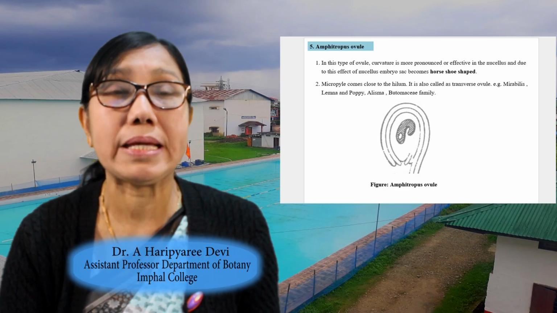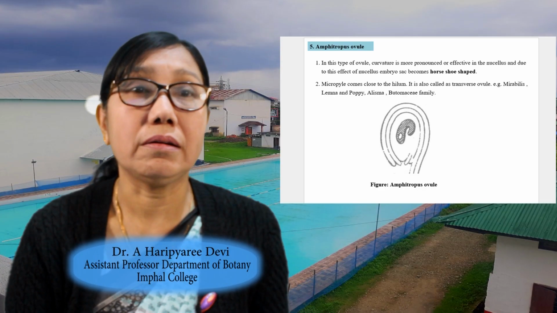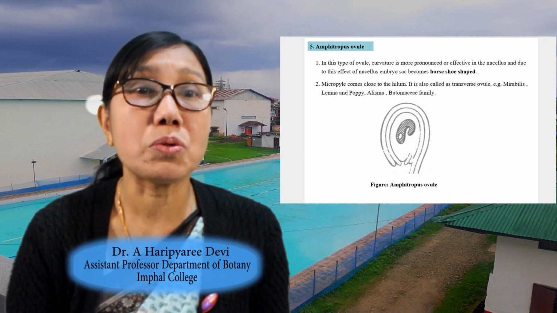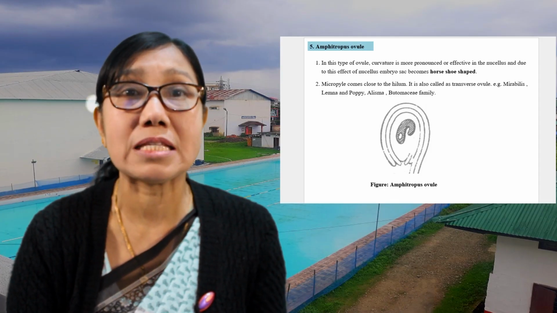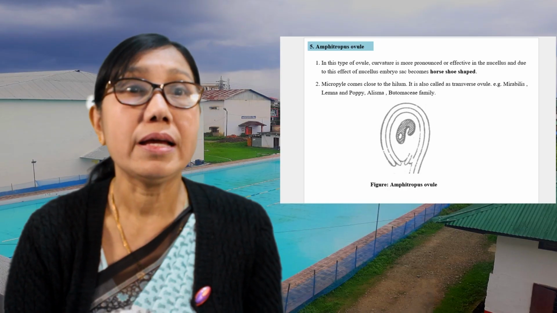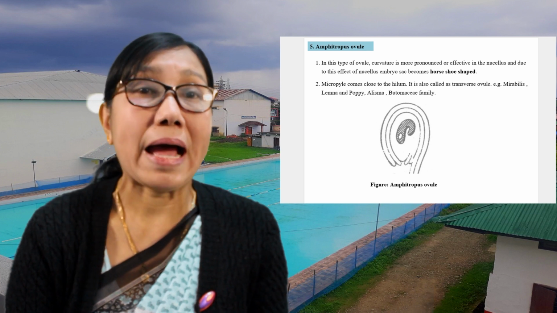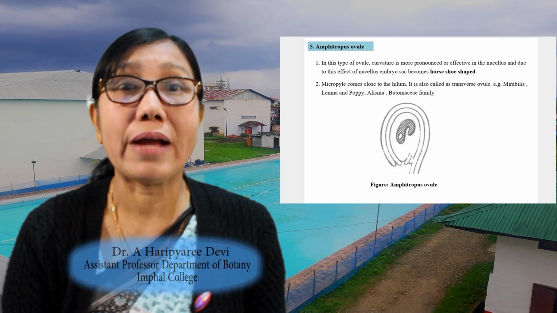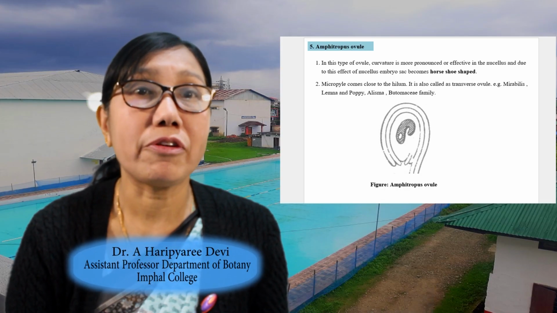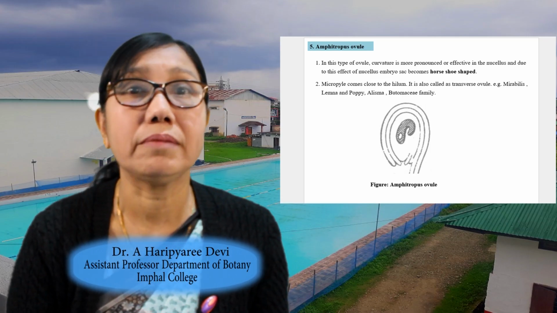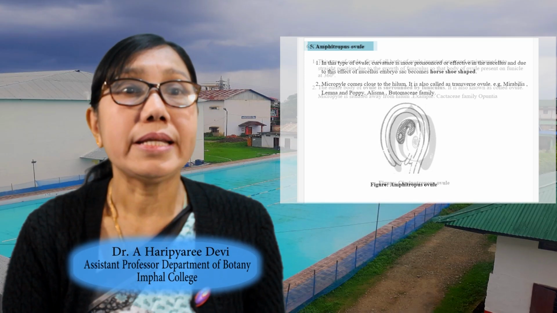Usually the micropyle should be straight on the upper side, but due to the curve or the angle of curvature, it has become close to the hilum, which is present in the funicle. It is also called a transverse ovule. It is found in some families like the Butomaceae, and the plants which have this amphitropous ovule are Mirabilis, Lemna and Phoebe. In the amphitropous ovule, the embryo sac is horseshoe shaped, and the curvature is more pronounced and effective in the nucellus.